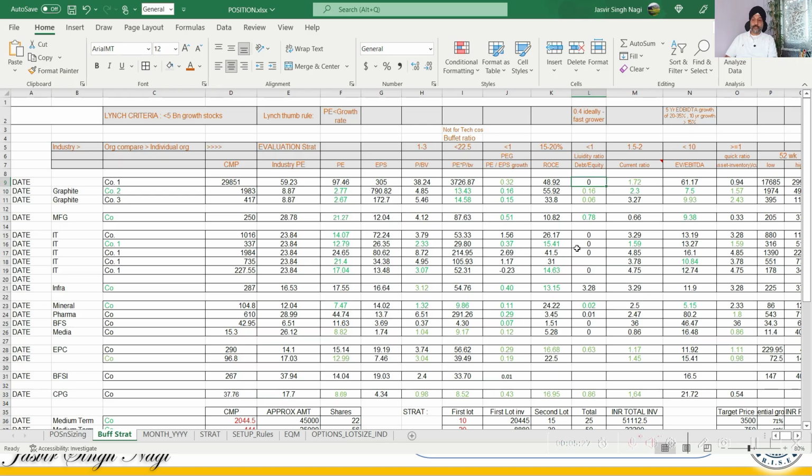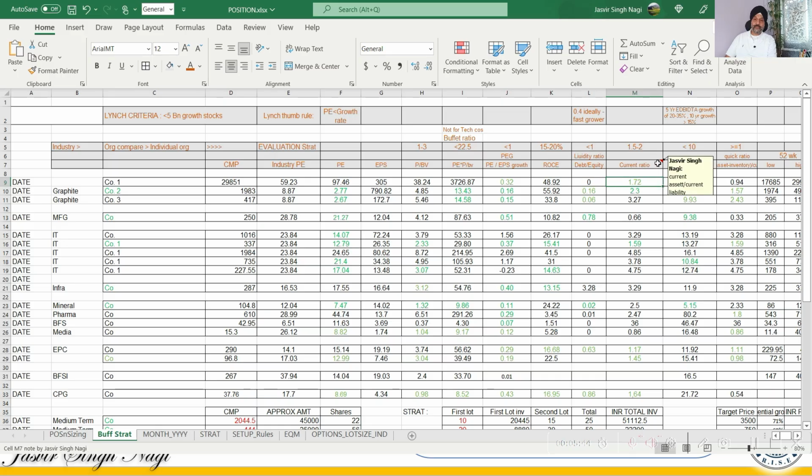So the liquid ratio is 0. That means this company has no debt. As simple as that. So it seems like a good one. It could be one of those IT companies like the TCS or the Infosys of the world. And the next one is current ratio.